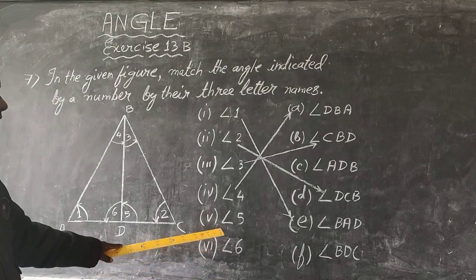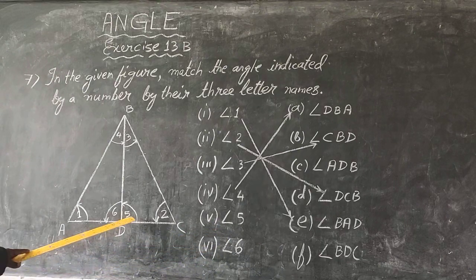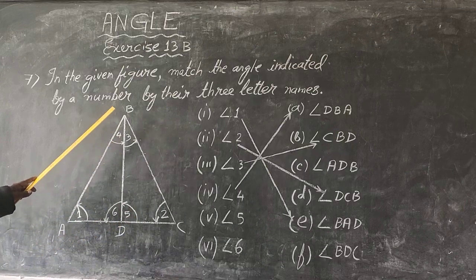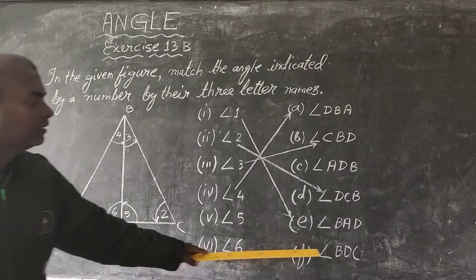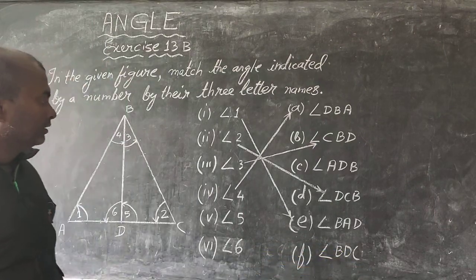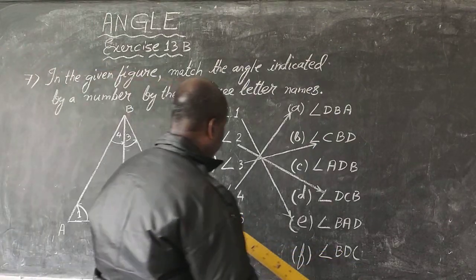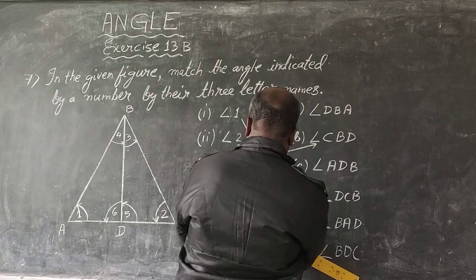Two angles are left. Angle 5. Let us look at where is angle 5. Here it is. So the 3-letter name will be angle BBC. Here it is, angle BBC. So angle 5 matches with angle BBC.